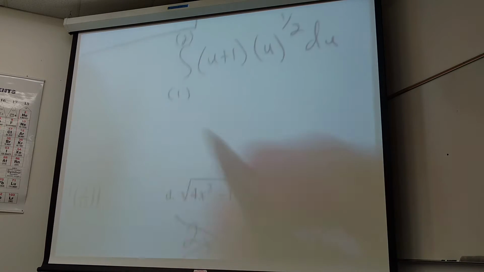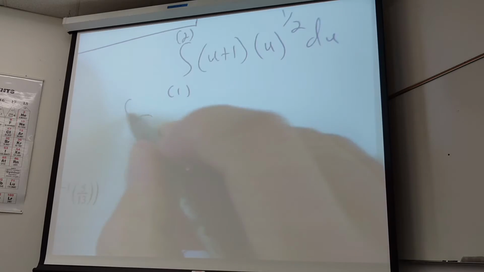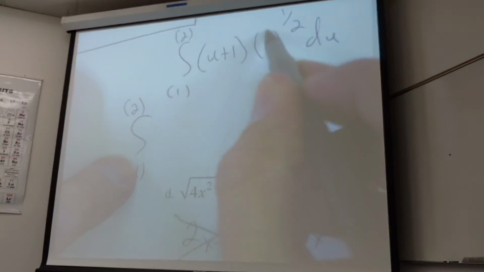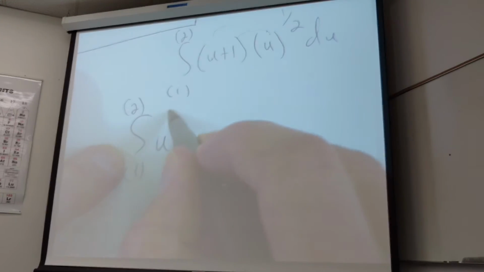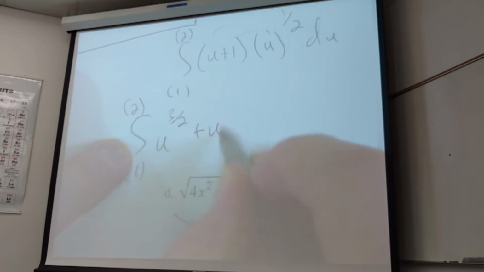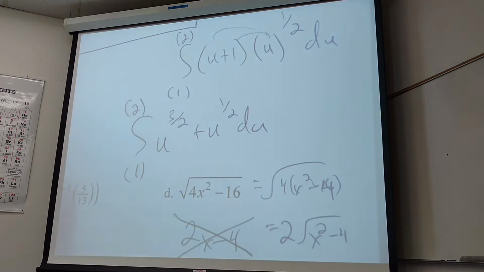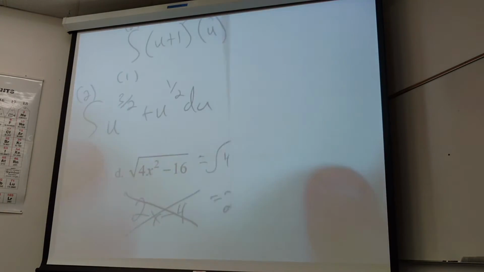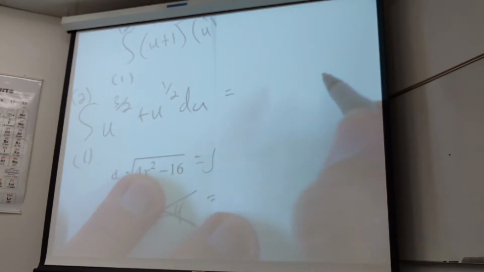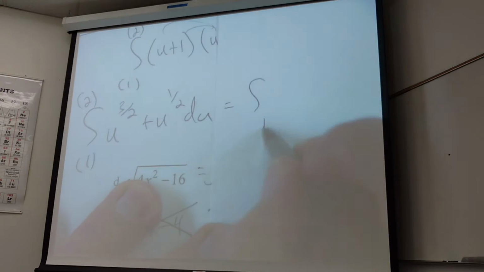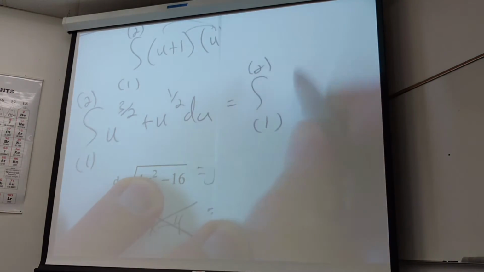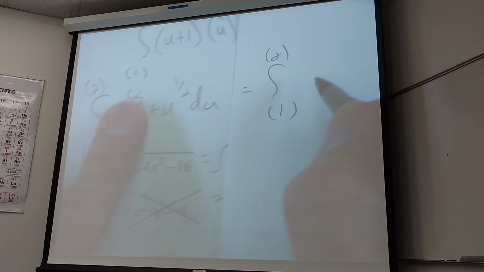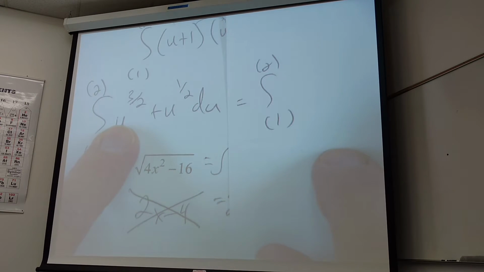So then you get what now? You get the integral, not quite 1, not quite 2, of what? u to the 3/2 plus u to the 1/2. And what does that become? I don't know if you guys remember the shortcut, if anybody ever showed you: when you integrate, you add 1 to these, right? 3/2 plus 1 is 5/2.